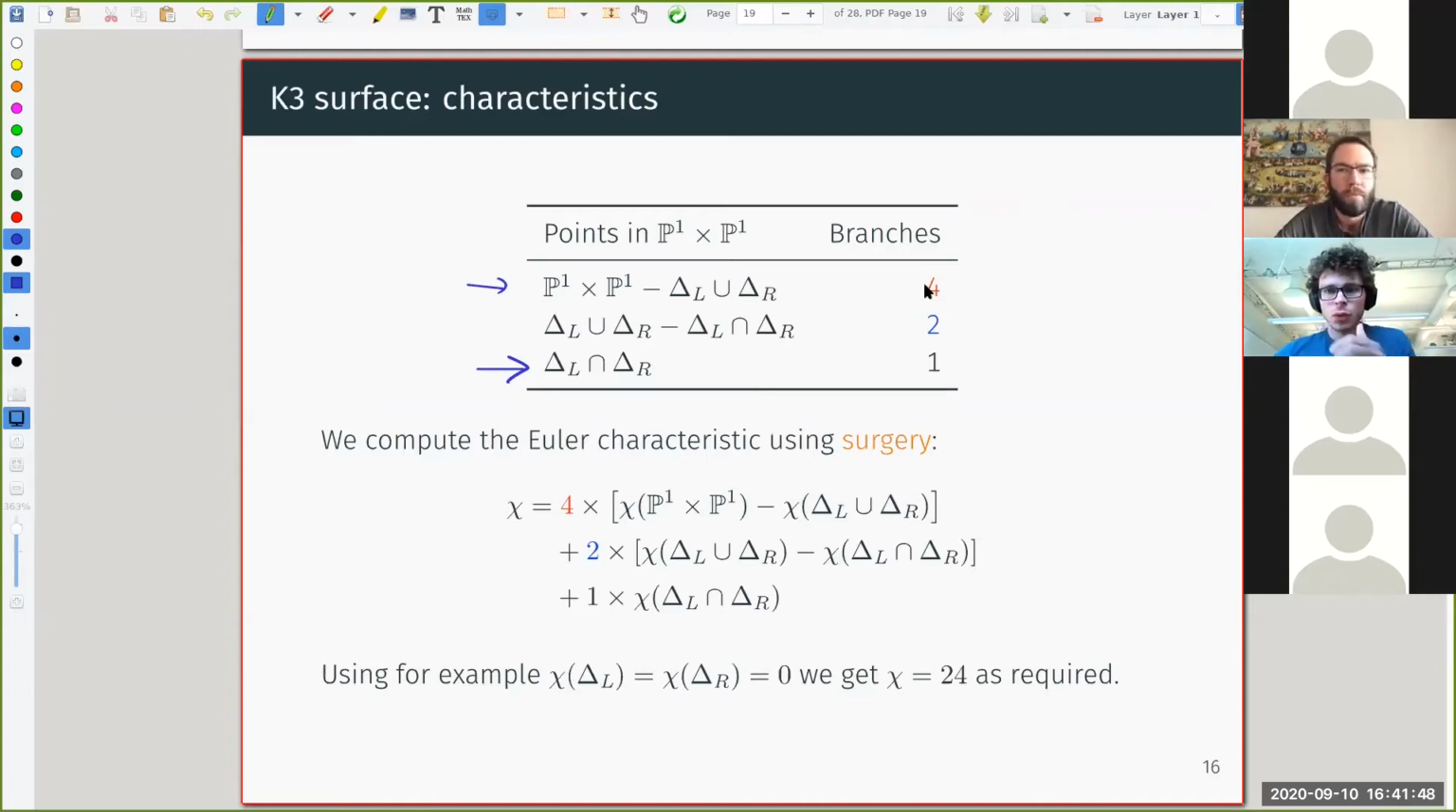Okay, and so we can use this information to compute also the Euler characteristic of this surface. It can be done using the surgery property of the Euler characteristic. So one has to use, for example, also here it enters that these curves are themselves elliptic curves, so the Euler characteristic is 0. And indeed, for this K3 surface, we get that the Euler characteristic is 24.